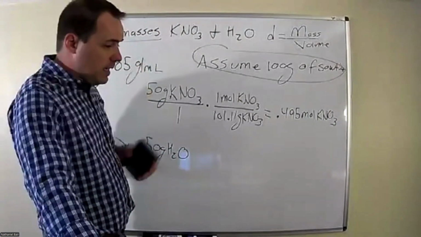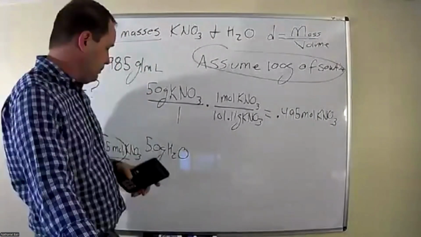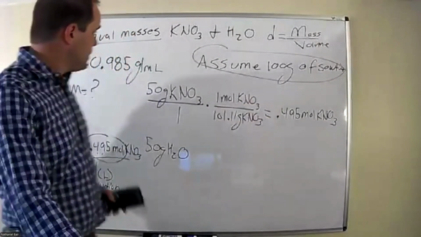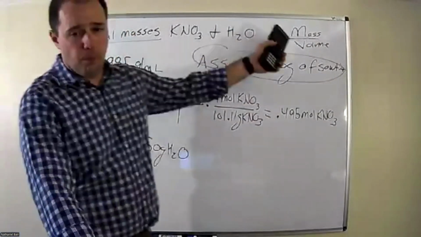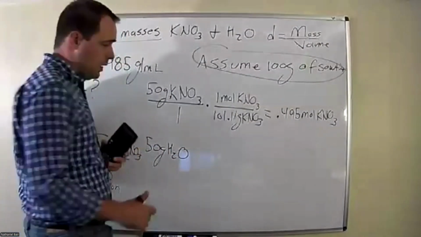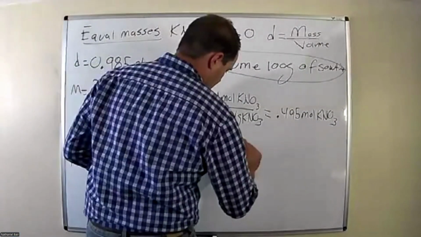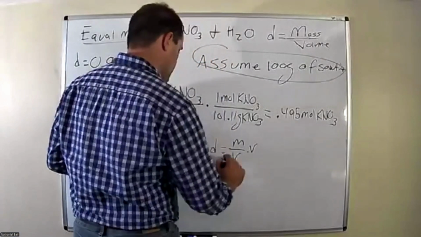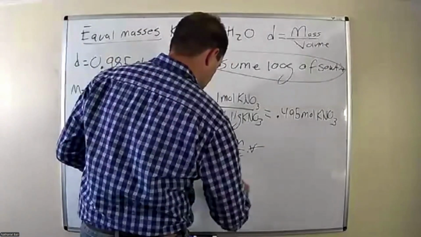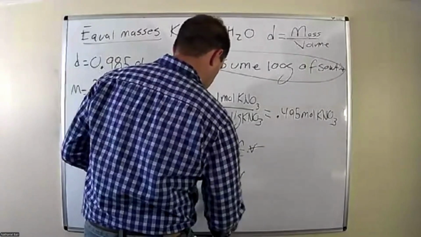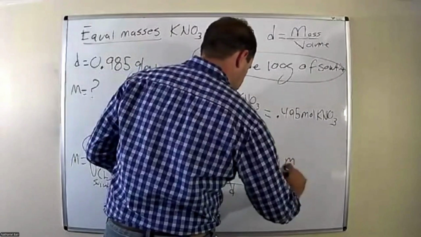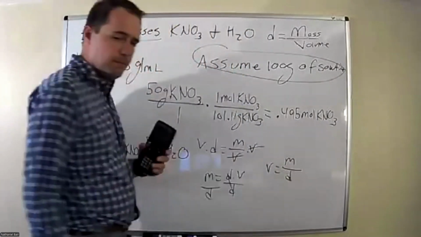So density is broken heart, mass divided by volume. We have the mass of the solution. We have the density of the solution. We want the volume. So I'm a fan of doing the algebra up front. Density is mass divided by volume. Multiply both sides by volume to get it out of the denominator. Mass equals density times volume. Divide both sides by density. The volume is equal to the mass of a solution divided by the density.